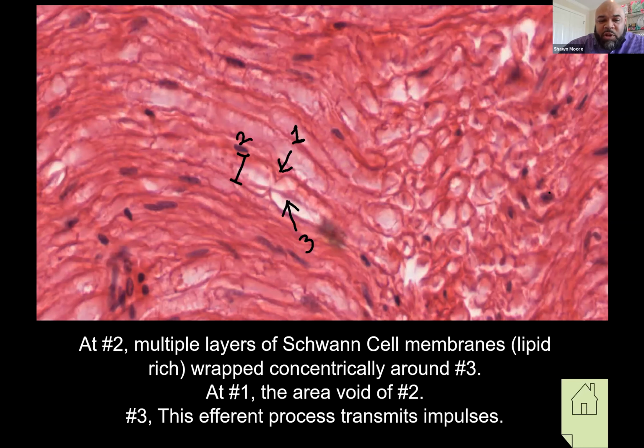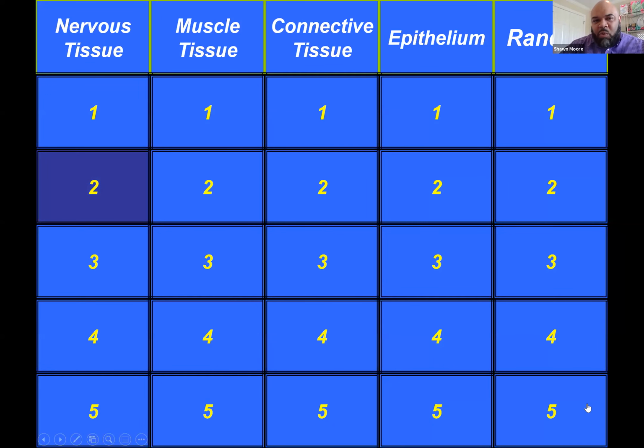Another question associated with this would be at number 1, the area void of number 2. So you have to know number 1 in order to get number 2. And of course, that's the node of Ranvier. You can use this to fill in any specific knowledge gaps. There is a return to home button right here, and this will take you back to the home page, and it'll also shade in the question that was already asked. Let's do one more.